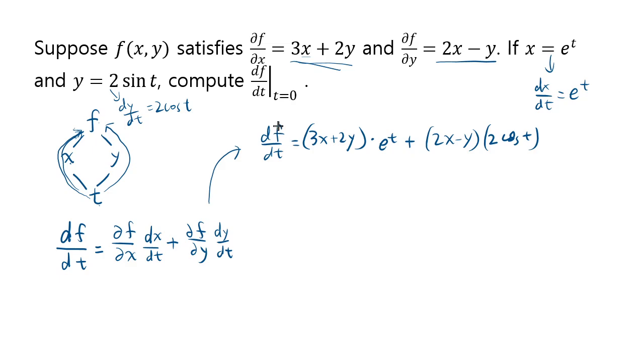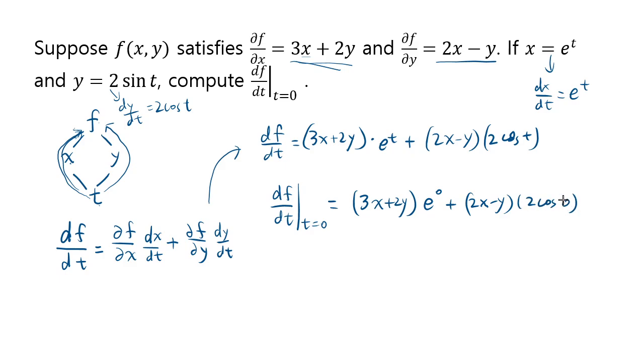Okay, so we're almost there. Now we have to figure out what df/dt is when t is equal to 0. That means you're plugging in 0 for t, so you get (3x + 2y) times e^0 plus (2x − y) times 2 cosine 0. Now cosine 0 and e^0 are both 1. Oh, but also if t is 0, x when t is 0 is e^0, so it's 1, right? On the other hand, y when t is 0 is 2 times sine of 0, which is just 0.